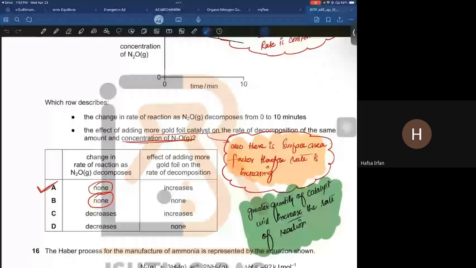Effect of adding more gold foil on the rate of decomposition. Of course, this is a catalyst. So if you add gold metal foil into the reaction system, the rate would be increasing. So that's why option A is correct. It's related to the rate of reaction.